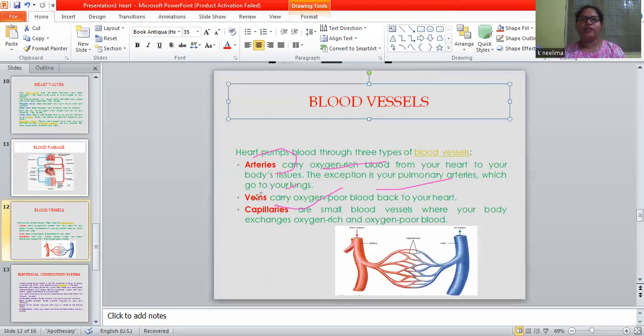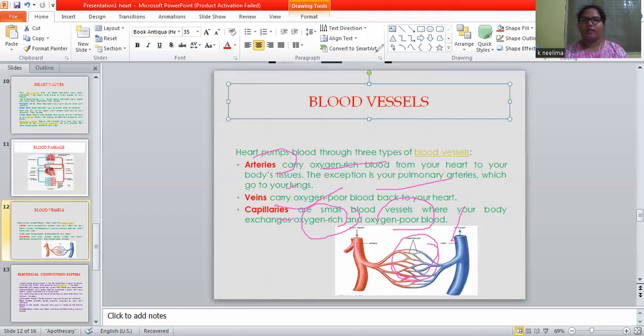The pulmonary veins receive blood from the lungs, and capillaries are small blood vessels where the body does the exchange of oxygen-rich and oxygen-poor blood. This is the arteries, this is the veins, and this is the capillaries, exchanging oxygenated blood and oxygen-poor blood.